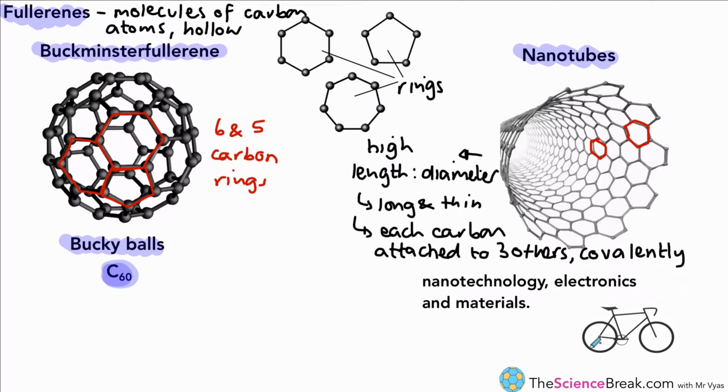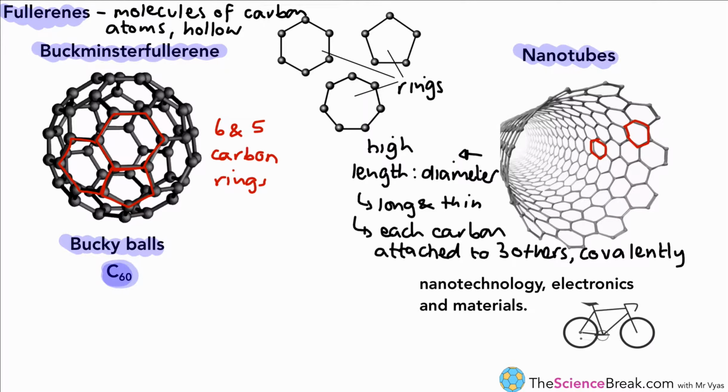So what kind of uses do we have for these? Well, uses in nanotechnology, electronics and materials. So in terms of electronics, because they are excellent conductors due to those free electrons, they can be used in electronic circuits, and for materials.